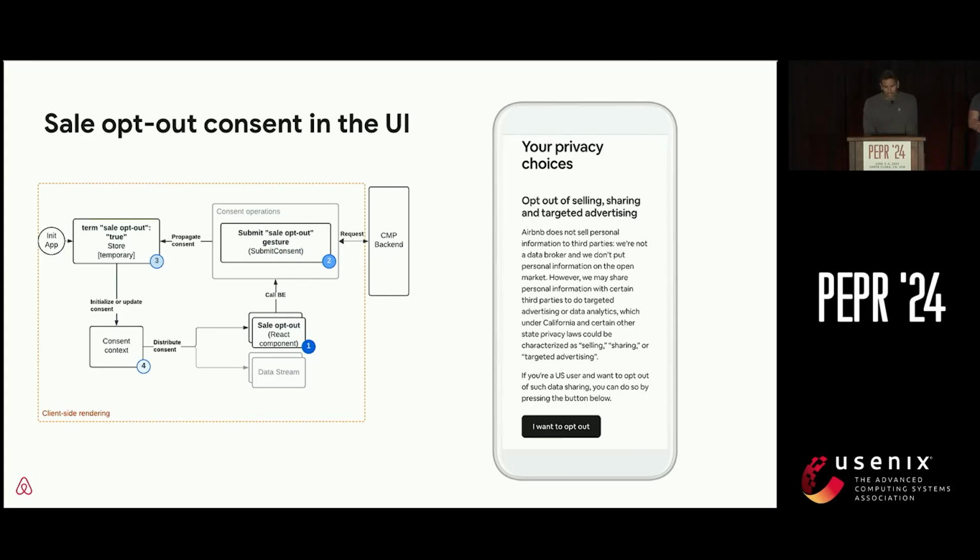Another example is when the UI components initiate the action. In this case, a user will see the page like this and click the opt-out button. So the React component invokes the submit consent operation callback. The response propagates the sell opt-out consent record to the store, which right after propagates a sell opt-out term value to the context, and many data streams subscribe to that term.